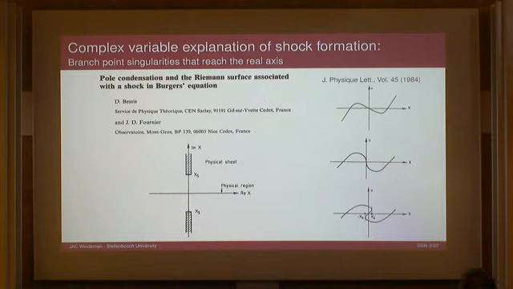They showed that, as time evolves, the profile steepens, just like in the previous slide, and there's a breaking. But they showed that the mechanism in the complex plane is the existence of a complex pair of branch point singularities that travel along the imaginary axis and then reach the real axis at the time that the shock occurs. And I thought this was fascinating, and I wanted to compute it.